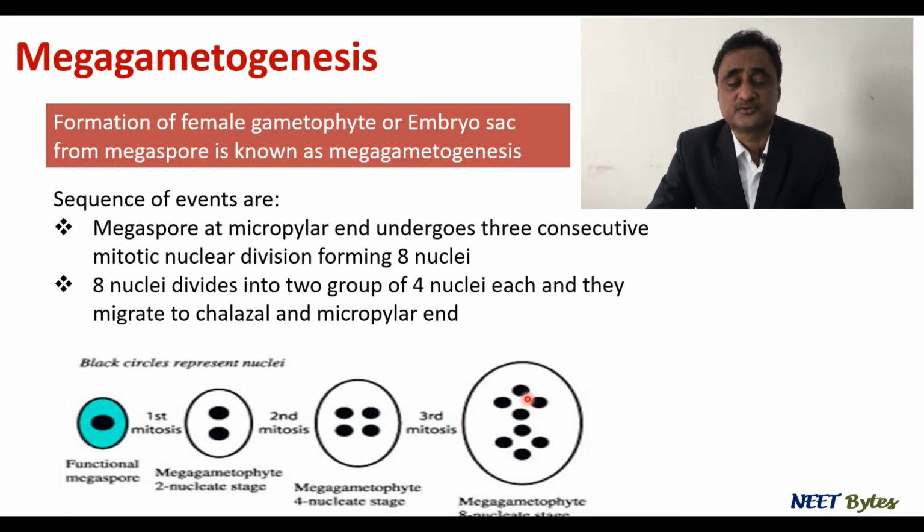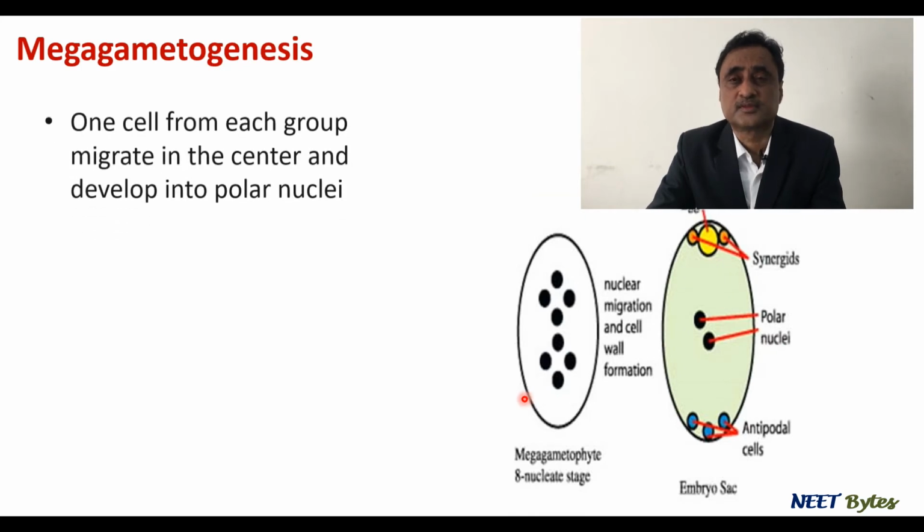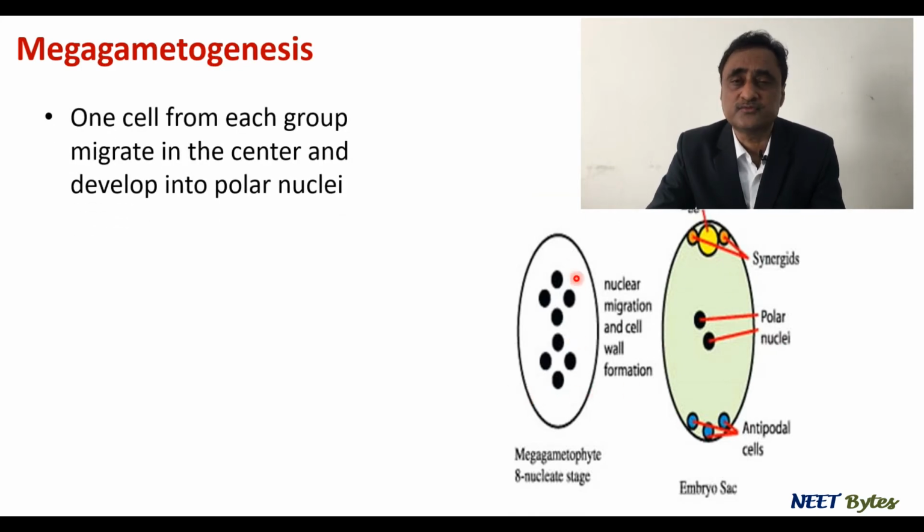Later, what happens? Out of these 4 from each end, one of the cells migrates to the center, as you can see there. Okay. When they migrate to the center, they join together and form the polar nuclei, right?